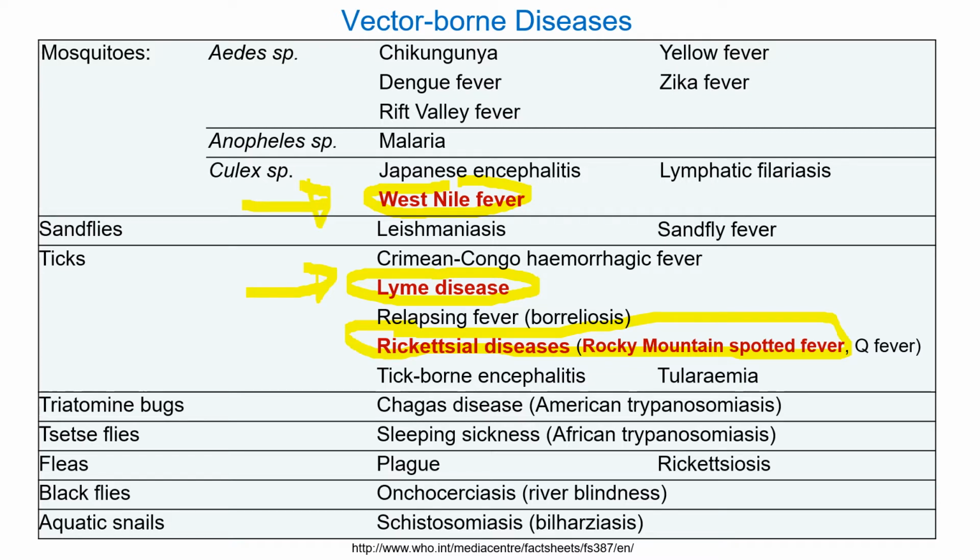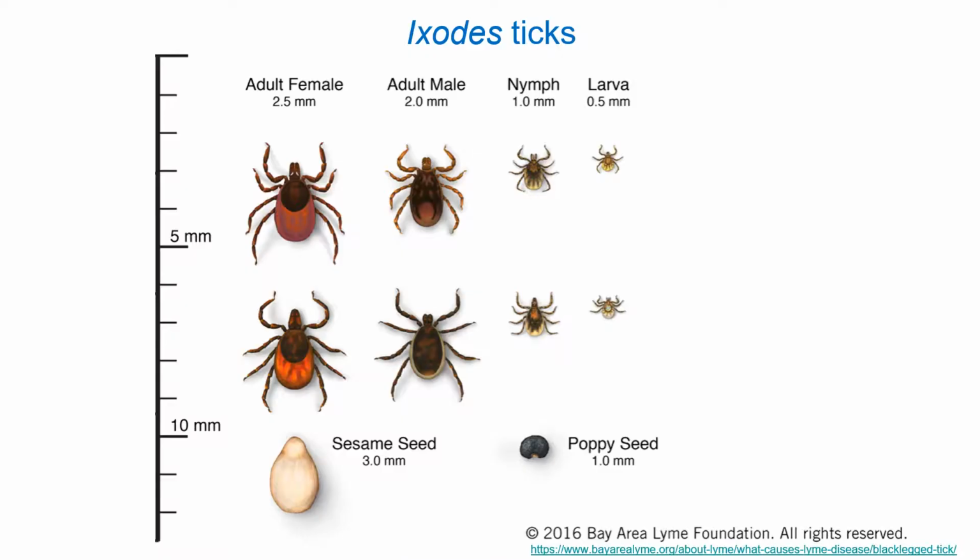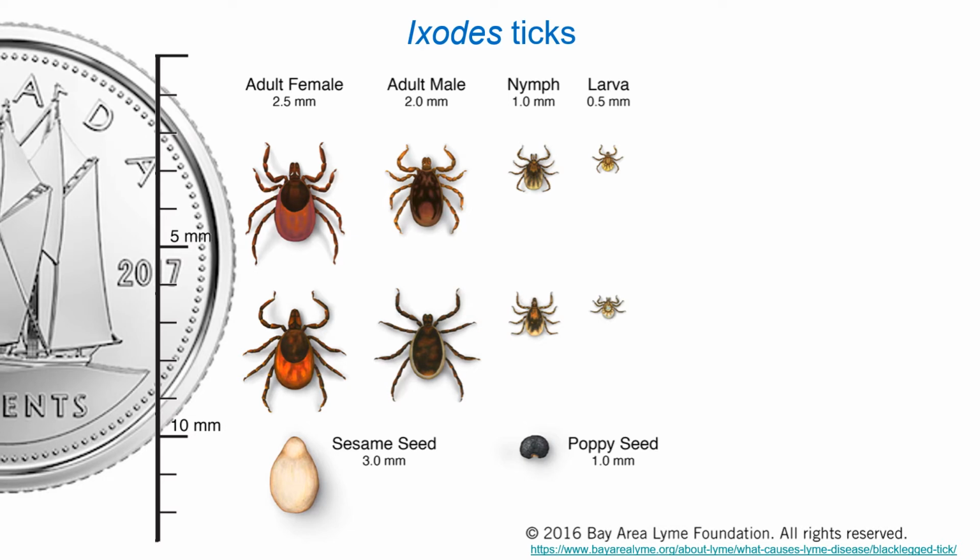You can see there's a bunch of other diseases that we've talked about in this class: plague, African sleeping sickness, Chagas disease, and malaria are also on this list. So let's talk about Lyme disease. Lyme disease is spread by ticks. Notice how small they are. Take a look. There's a Canadian dime. You can see these are very, very tiny.